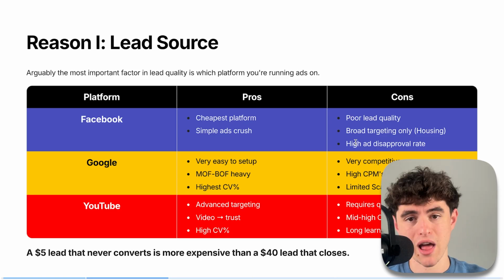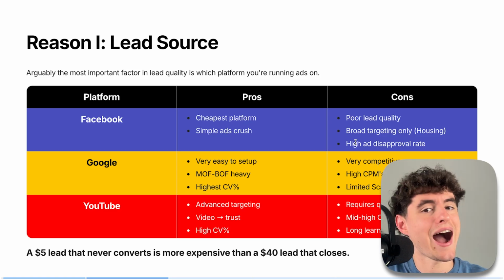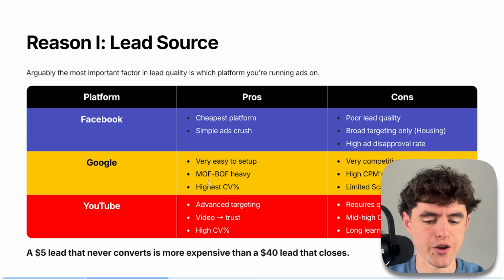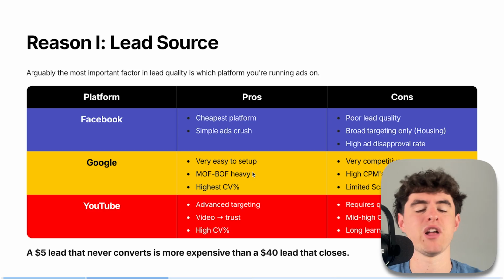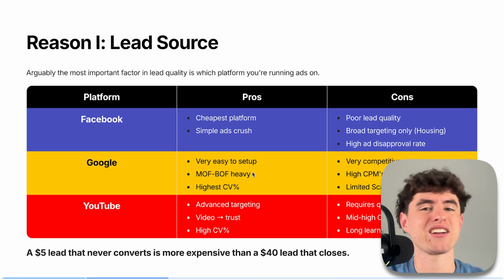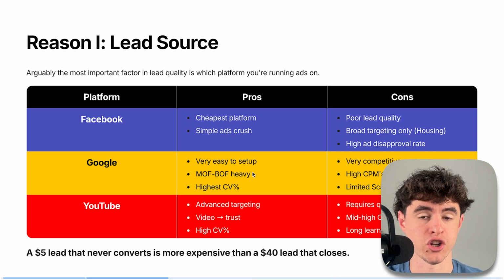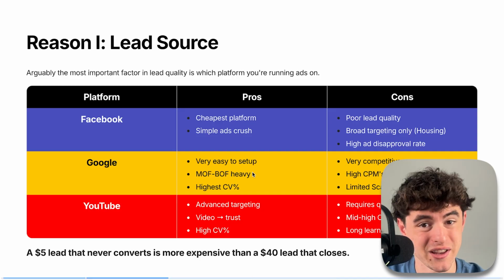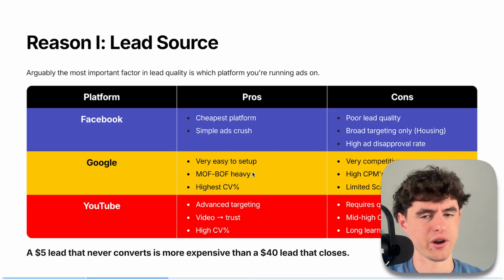Inversely, the second platform is Google. This is the opposite of Facebook. It's also very easy to set up, but the difference is that the leads coming into the pipeline are middle of funnel and bottom of funnel heavy. They already know they have an issue. They need to solve the issue, and they're actively on Google searching for that solution. So the quality is going to be significantly higher. With that being said, it's also going to cost a lot more, but we'll break that down in a second.